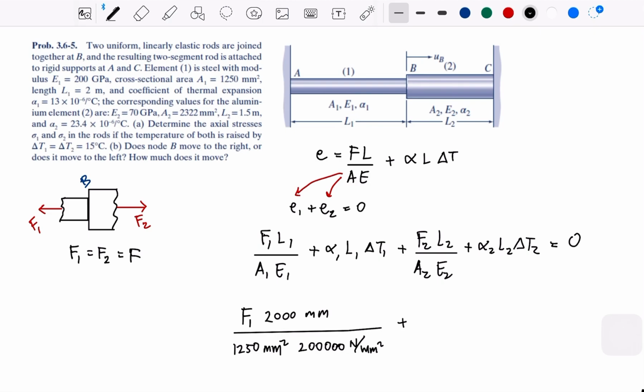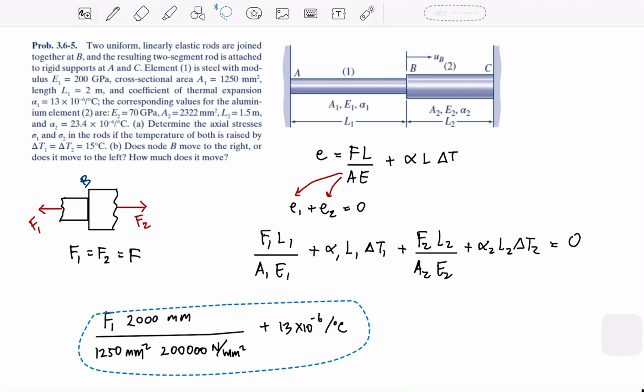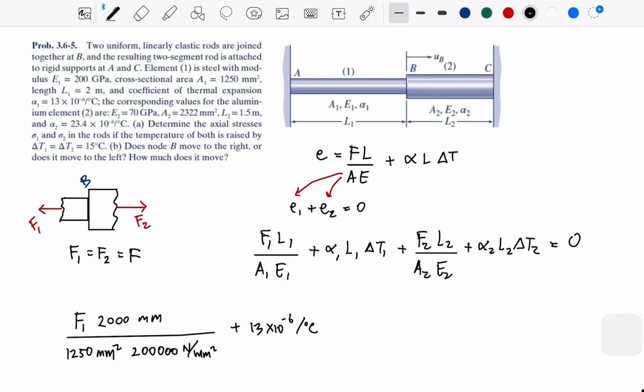And then plus alpha 1 is 13. Okay. And then L1, oh yeah, the same. I think we can just write 2 meter. Delta T is, or maybe let me write with millimeter to make it equal. Delta T is 15 degrees Celsius. Okay.